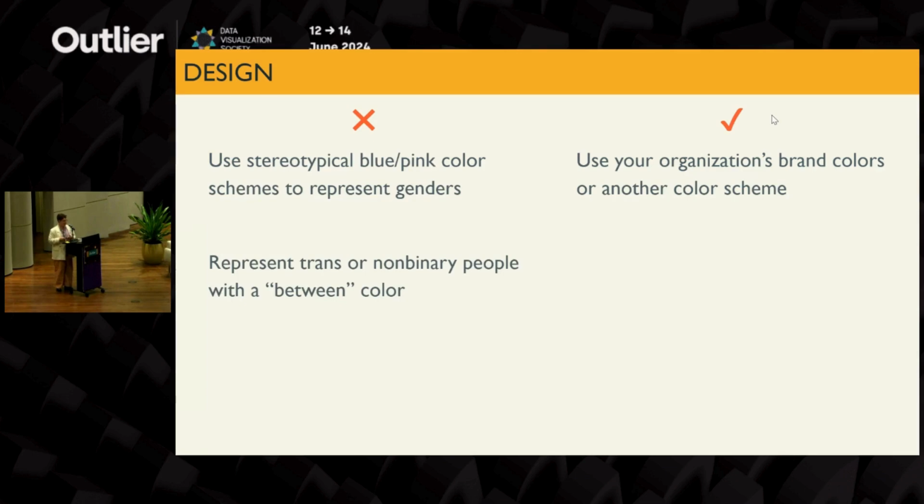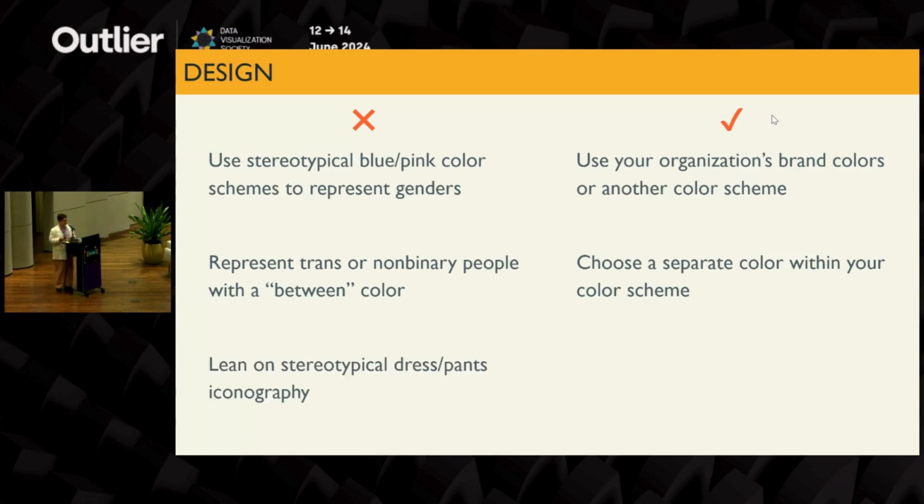In the same vein, avoid representing transgender or non-binary people as a color that's a mix between whatever you choose for cisgender men and cisgender women. This can reinforce the false notion that trans and non-binary people exist as an identity between cisgender men and women, as opposed to an independent identity. Instead, choose a separate color that aligns with the color scheme that you're already using.